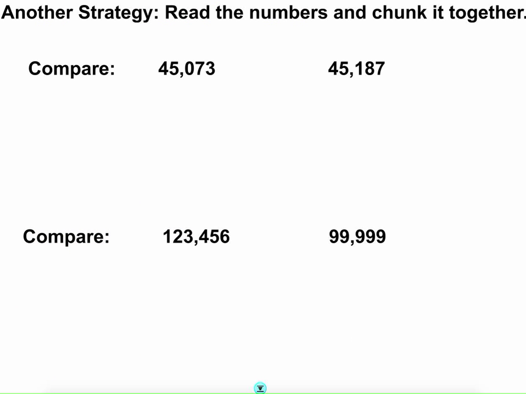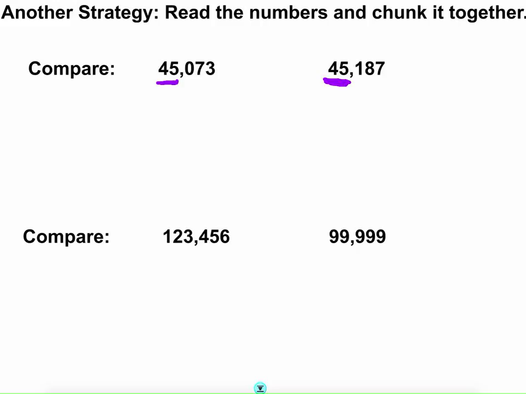So that was using a place value chart. Now I'm going to introduce one other strategy, and it's just if you know how to read numbers and you read the numbers and chunk it together, you can identify greater than, less than, or equal to. So for example, I want to compare 45,073 and 45,187. So how could I use this strategy? Well, just by reading it, I noticed that they both had 45,000, right? And that means they're equal as of right now.